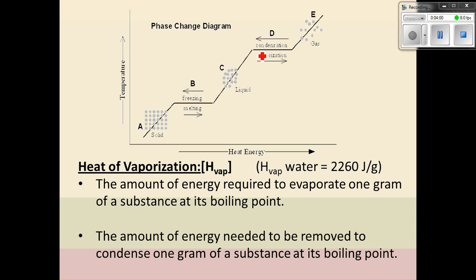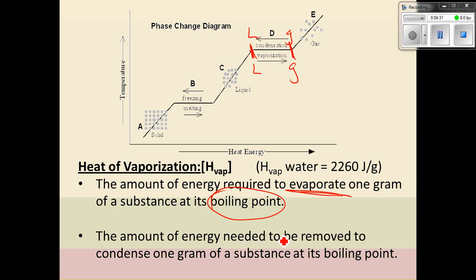What happens, though, if we're up here on the upper plateau, where we're either vaporizing or condensing a substance, going from the liquid to the gas or from the gas to the liquid phase? Then what do we do? Well, heat of vaporization for water is 2,260 joules per gram, and it's the amount of energy required to either evaporate 1 gram of a substance at, it has to be at its boiling point. For water, it would have to be at 100.